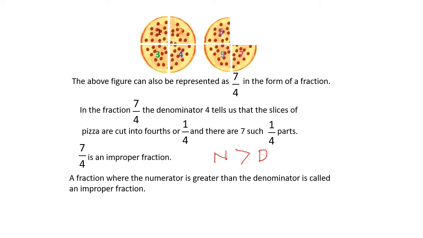So if the numerator is greater than the denominator, it's called an improper fraction. Even if the numerator is equal to the denominator, it's also called an improper fraction. For example, 17 divided by 17 is an example of an improper fraction. Similarly, 17 divided by 7 is another example, because here the numerator is more than the denominator. In the first case, the numerator was equal to the denominator. So if the numerator is equal to or more than the denominator, it is called an improper fraction.